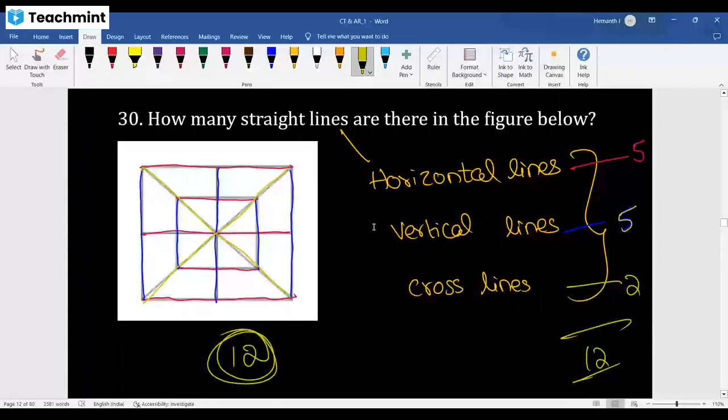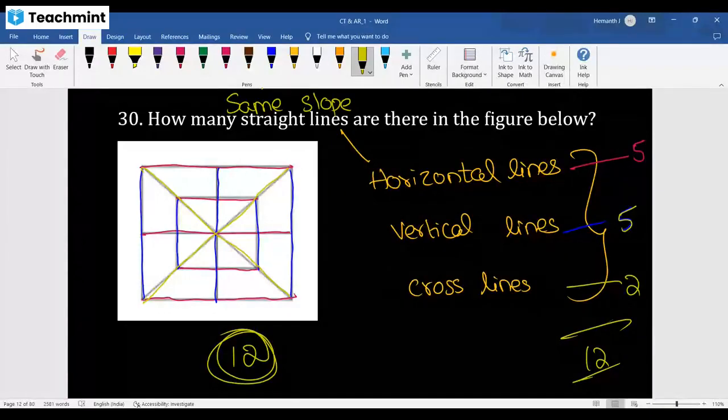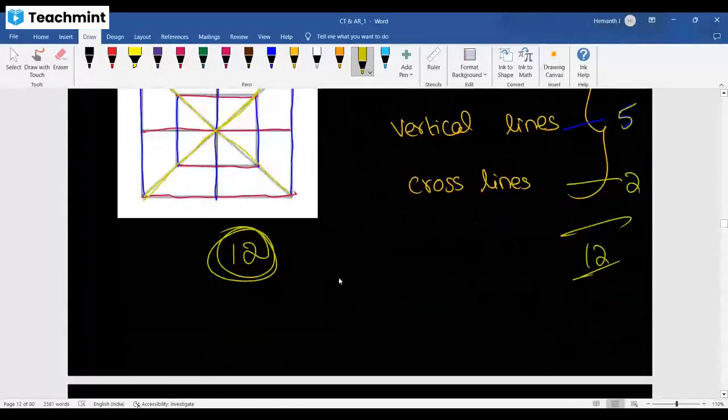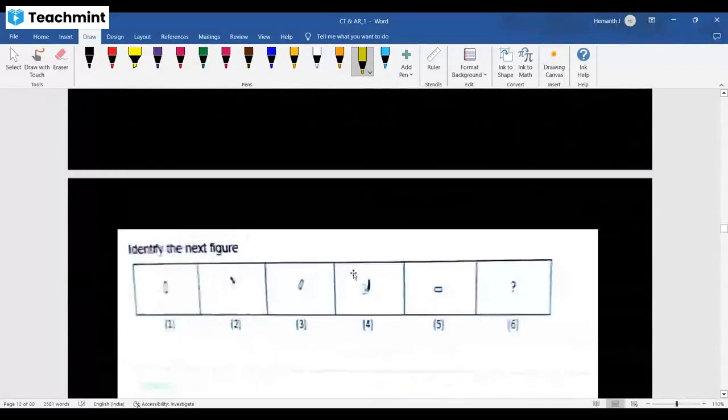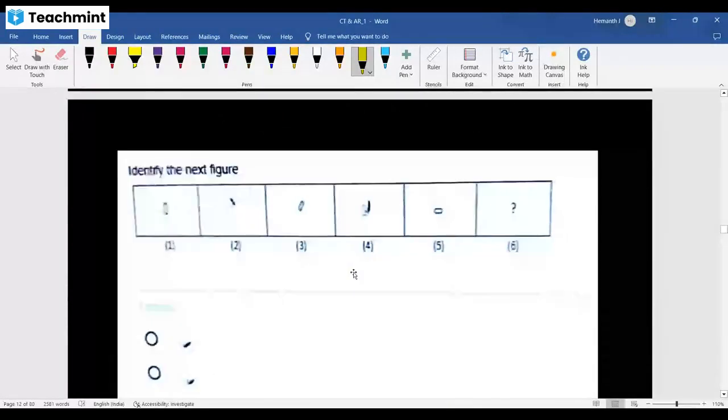Same slopes, one line only. Don't say this is one line, this is one line. So same slope will be considered as one line only. So this is one line, sir. This is one line separately. No, this entire line is having same slope. Means same slope line will be considered as one line only. Don't need to split it. Okay.